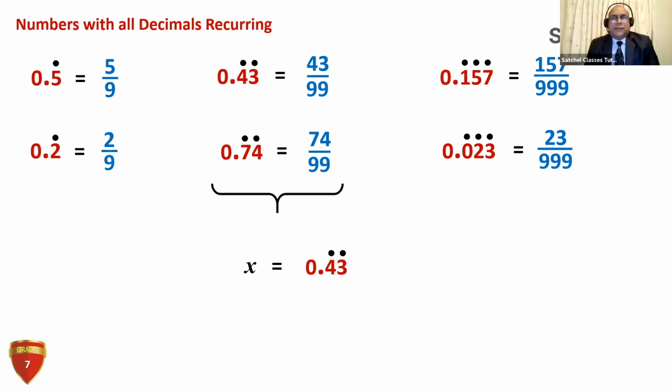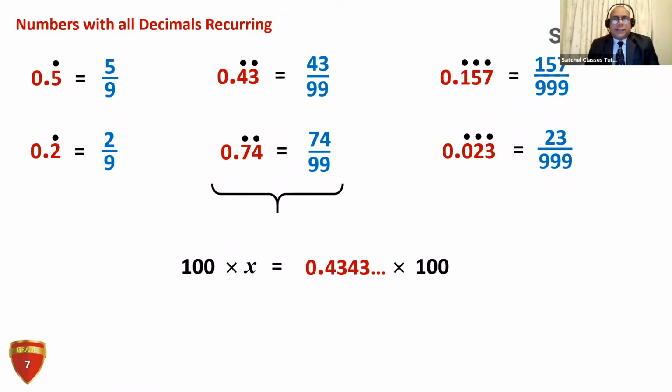For that, we first assume 0.43 recurring to be a number x. Now, x is nothing but 0.434343, because it is recurring. These digits will keep repeating. Because two digits are repeating, we multiply x by 100 first. Why 100? Because there are two digits repeating, and 100 has two zeros. When I multiply a number by 100, it simply shifts the decimal two places to the right.